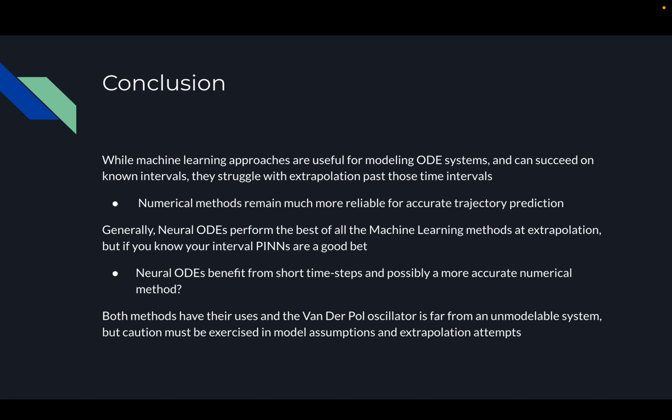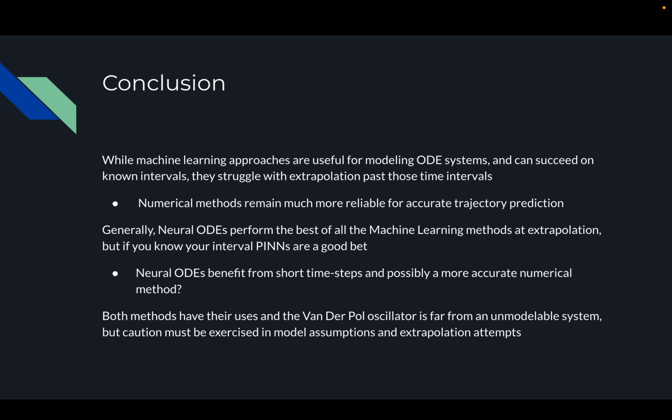As such, in conclusion, while machine learning approaches are useful for modeling ODE systems and can succeed on known intervals, as in our case, they struggle with extrapolation past those time intervals. Despite the fact that my physics-informed neural network had access to collocation points from time 0 to 100 or even 0 to 1,000, and despite the neural ODE being designed to be usable over long trajectories. In this regard, numerical methods remain much more reliable for accurate trajectory prediction.